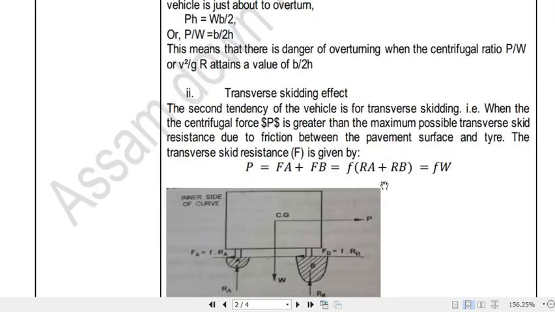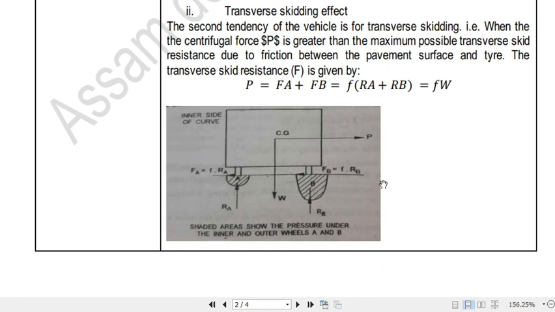Now let's discuss the transverse skidding effect. So the second tendency is the transverse skidding effect. How does it occur, let us discuss. The centrifugal force developed also has the tendency to push the vehicle outwards in the transverse direction. If the centrifugal force P developed exceeds the maximum possible transverse skid resistance due to friction, the vehicle will start skidding in the transverse direction.